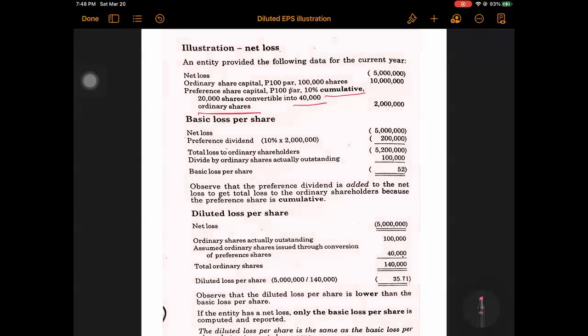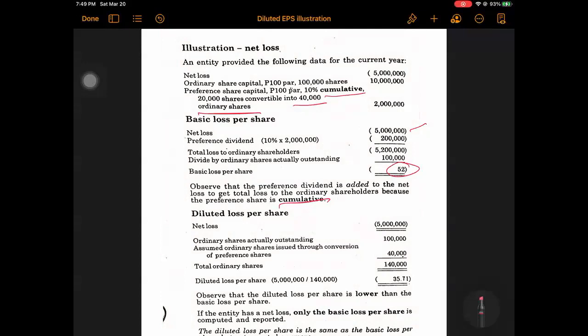So, the computation for basic loss per share: you have 5 million. Even though it is a loss, we need to add the preference dividend since the preference shares are cumulative. So we need to pay the preference shareholders 200,000. Then you have the total loss to ordinary shareholders divided by the outstanding shares, so your basic loss per share is 52 pesos per share. Observe that the preference dividend is added to the net loss to get the loss to the ordinary shareholders because it is cumulative. Again, cumulative, regardless of declared or not, you need to include the preference dividend.